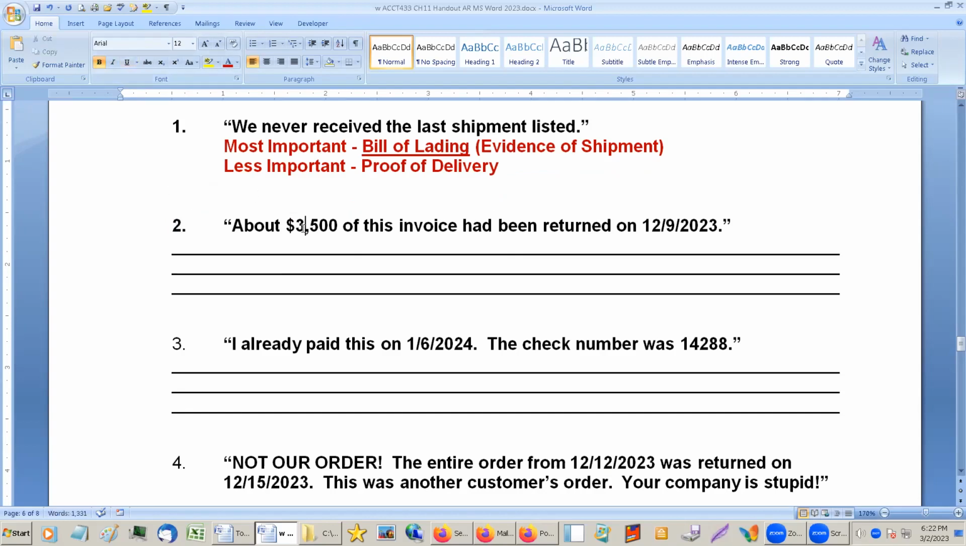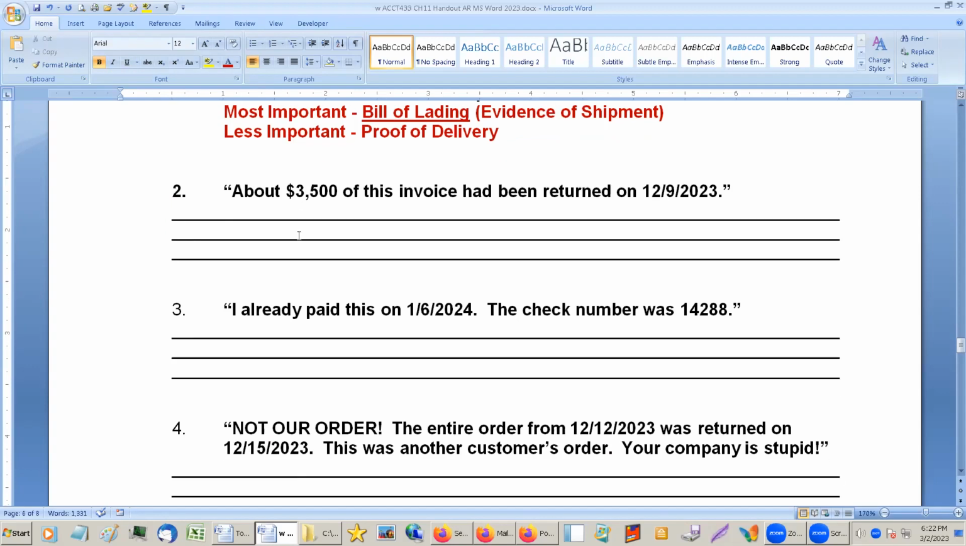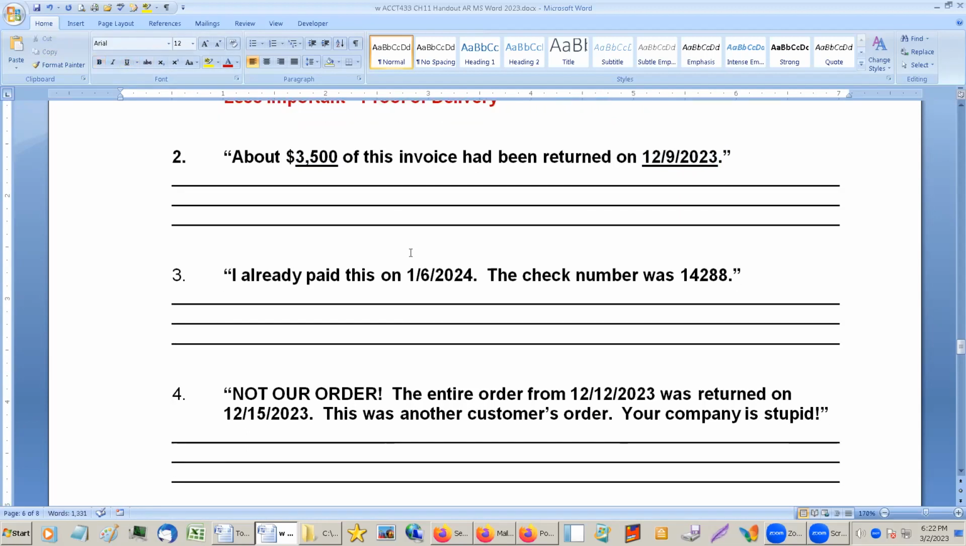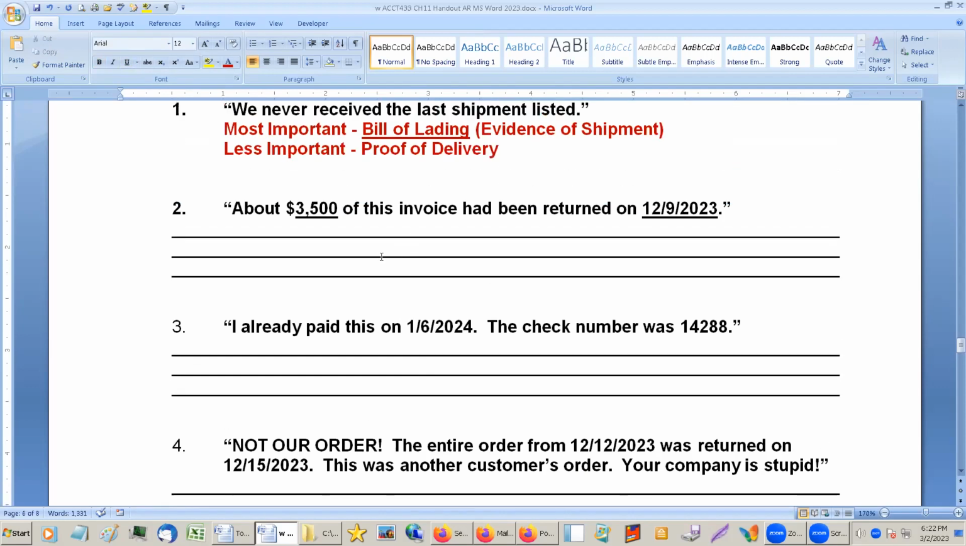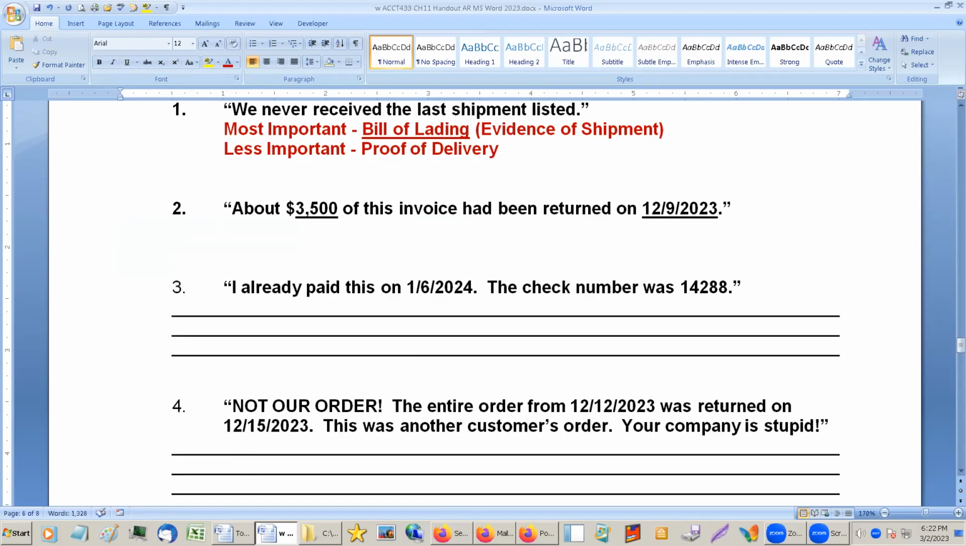Two's one that's a little more difficult. About $3,500 of this invoice had been returned on 12/9/23. All right, this is probably not as obvious because I don't think we've talked about it. I know we haven't talked about it. Usually don't people issue things like RMAs?